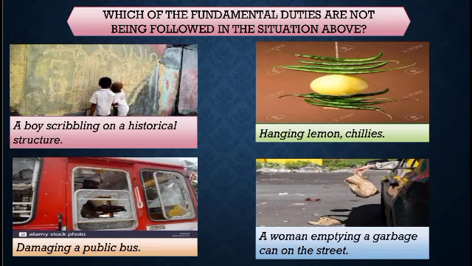We need to preserve our monuments so that future generations can see our historical heritage. Then the next one is hanging lemon and chilies. This is a superstition, a blind belief, that should not be done. Then damaging a public bus means we are creating violence and harming the peace and harmony in the society. So that should not be done.